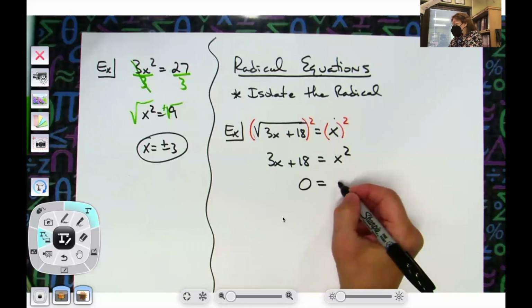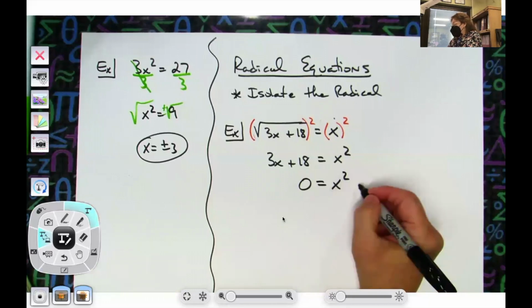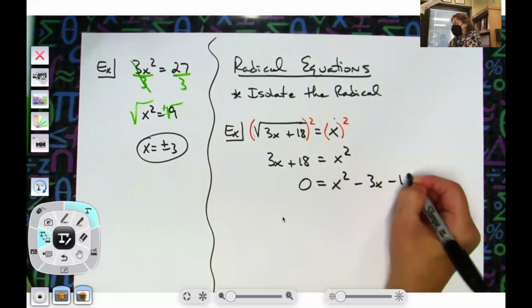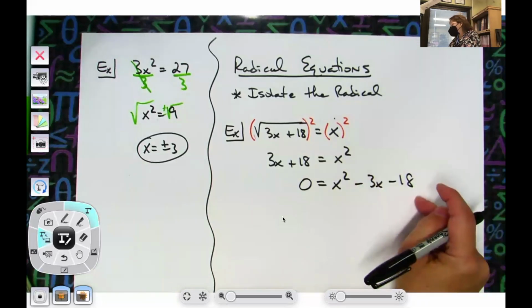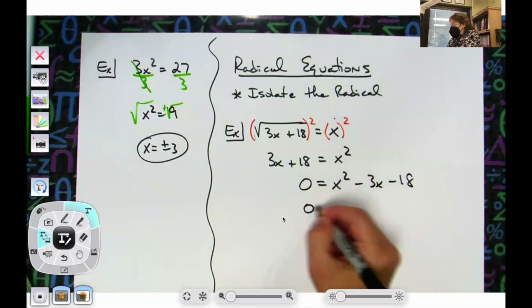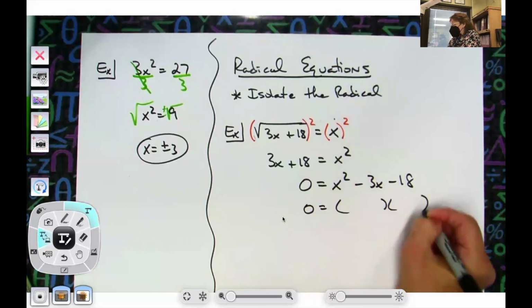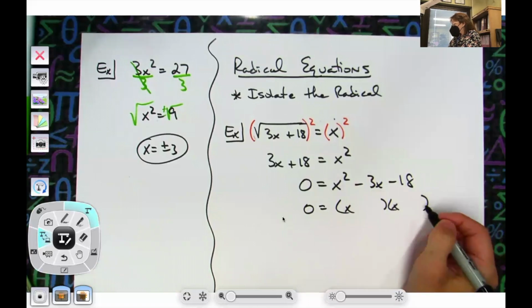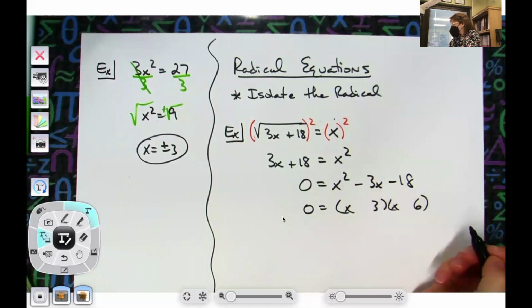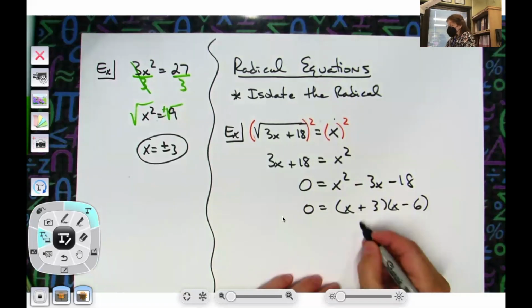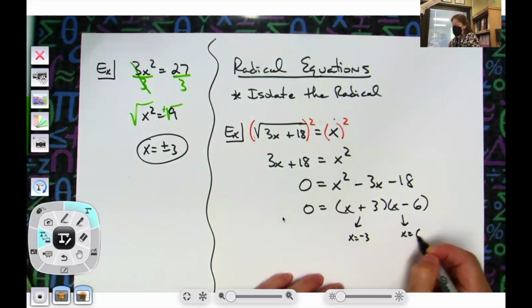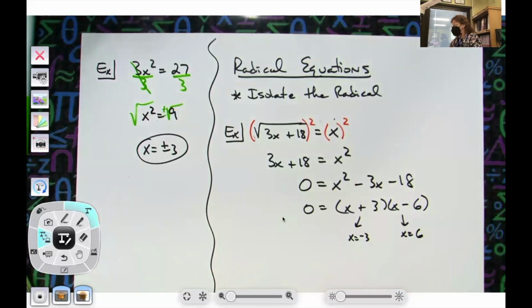Put them in the order of a trinomial: x squared minus 3x minus 18. Now you're down to this. Does that one factor? Let's see, 6 times 3 is 18. This one factors, and we like it when it factors. So x and x, 6 and 3. Don't let me make a mistake. Let's see, negative on the 6, plus on the 3. We good? All right, so then x is negative 3, x is 6, and then I can put them in my set brackets.